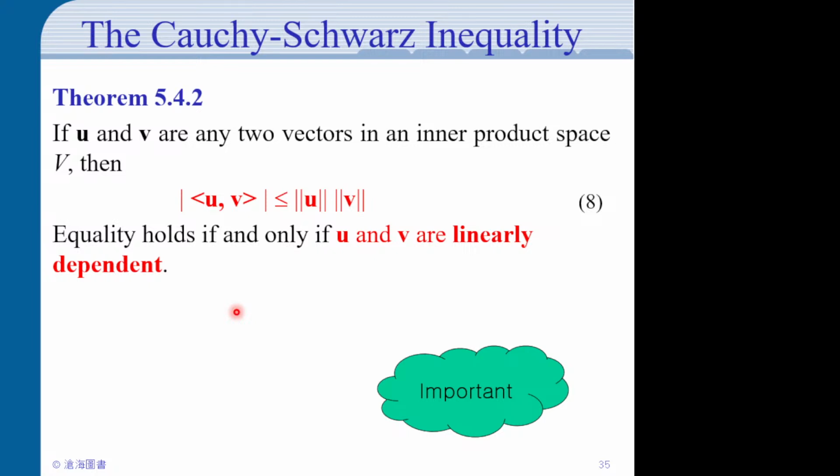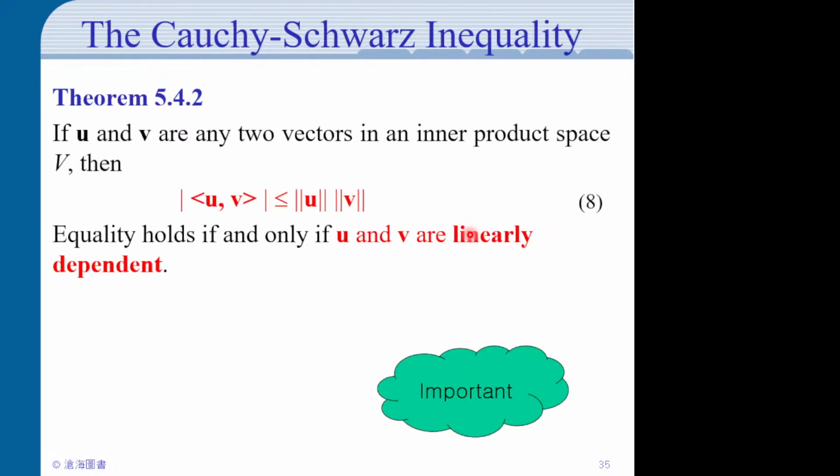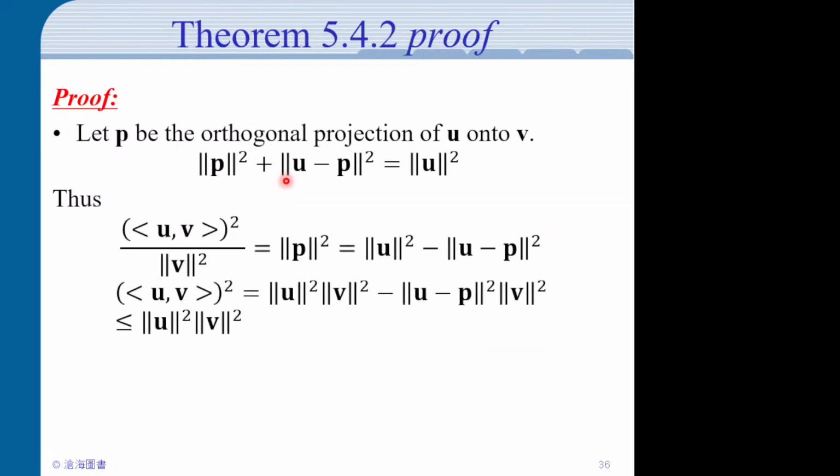And I guess we didn't have the full proof. We only proved the equality part, but anyway, let's see the first part. So let's see the inequality. To prove this, we use the orthogonal projection that we've been talking about. So let's see the orthogonal projection first. Let's write this down once again.